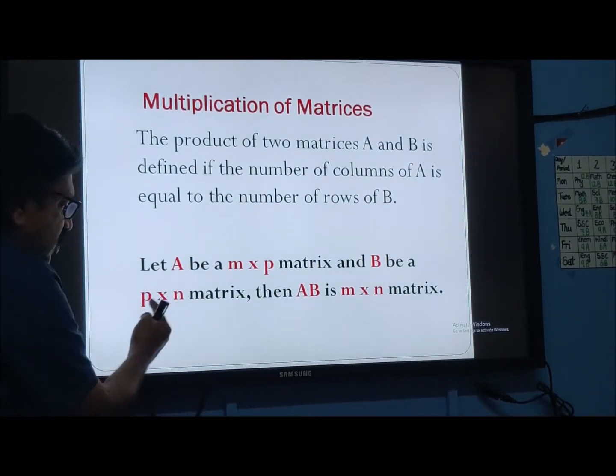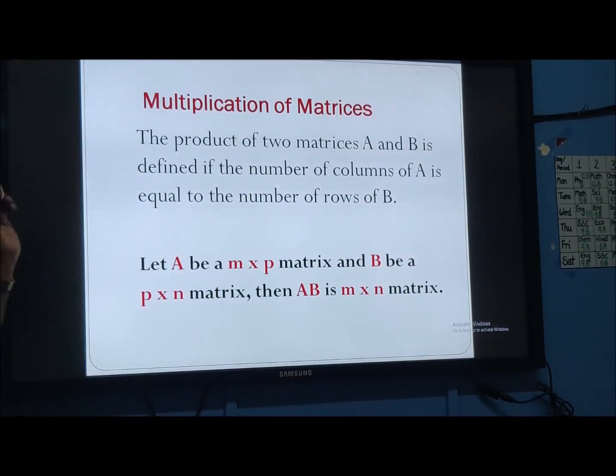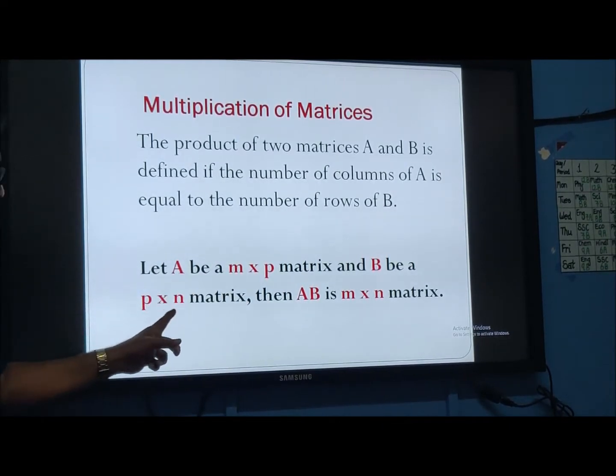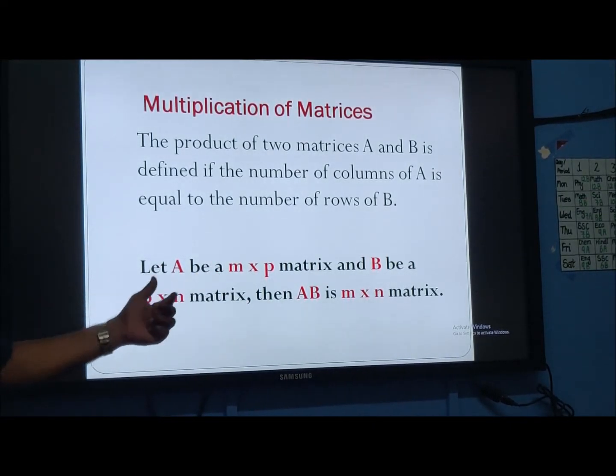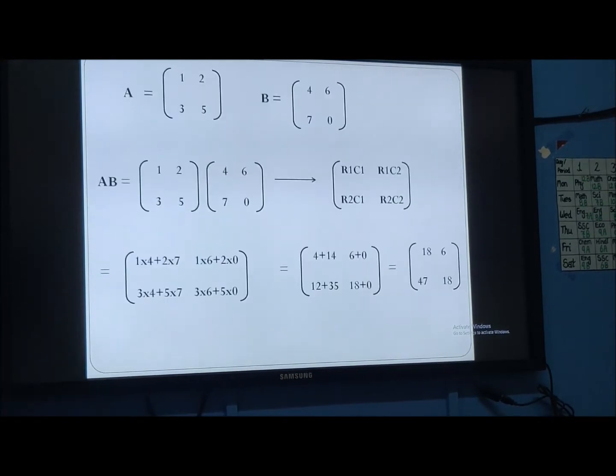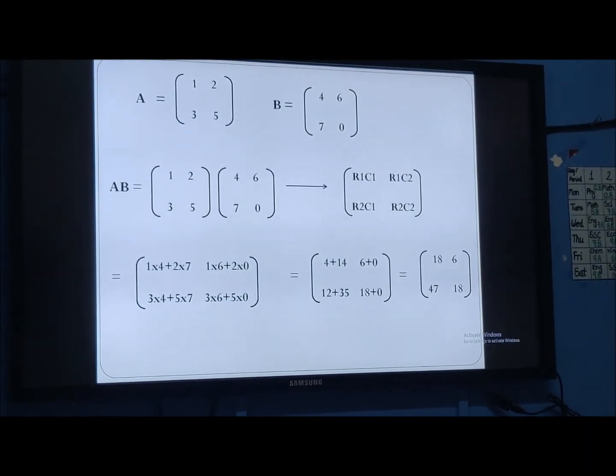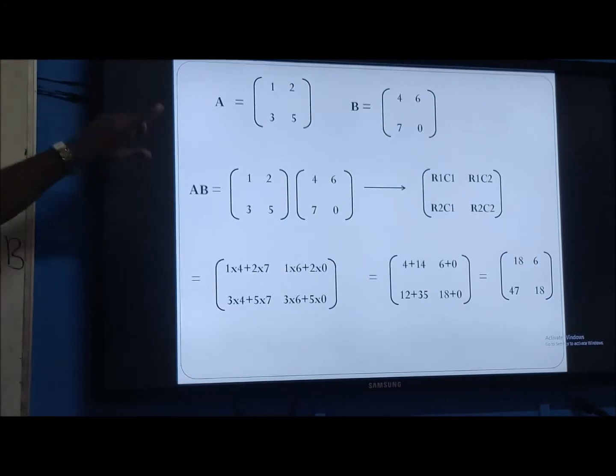The number of rows of the second is P, they are equal. Then the answer AB is of order M by N. We can see some more examples. Here we have given two matrices A and B.